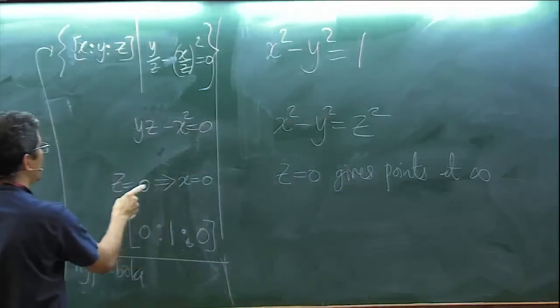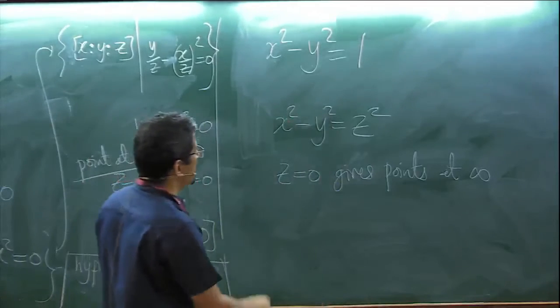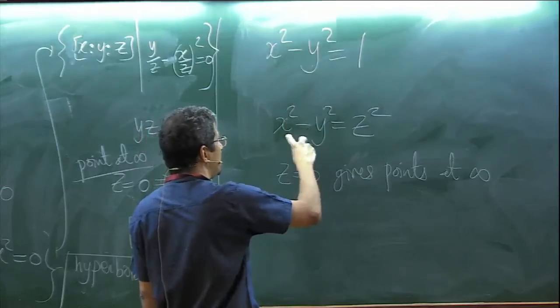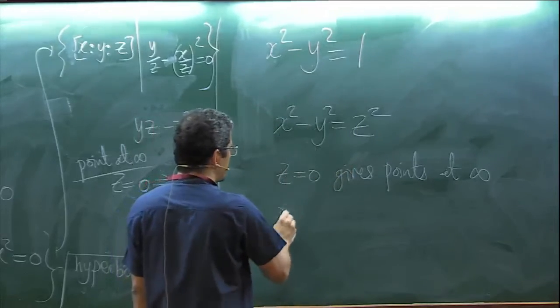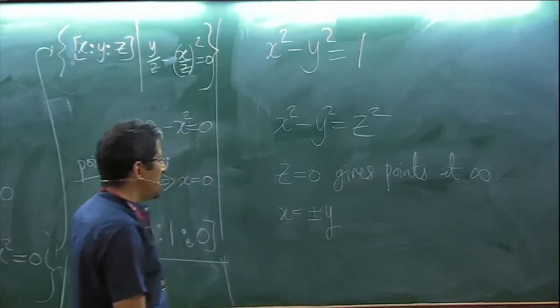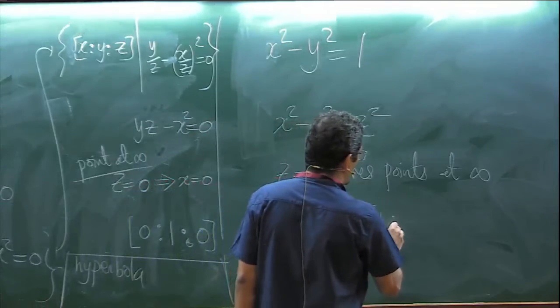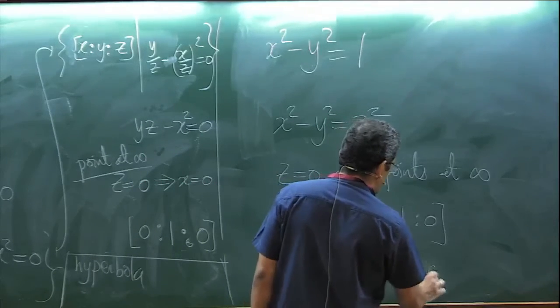So from this equation in the affine plane, I went to the projective plane, P2. And for this equation, z equal to 0 gives points at infinity. When you put z equal to 0, you get x square is equal to y square, which means x is plus or minus y. If y is 0, x is also 0, but all three are not simultaneously allowed to be 0, so y should not be 0. But if y is not 0, you can divide by y, and then x is just plus or minus y. So therefore, you get 2 points: (1, 1, 0) and (-1, 1, 0).